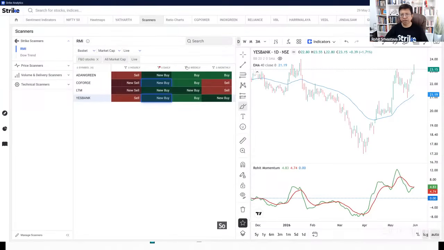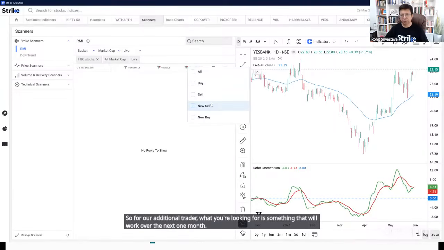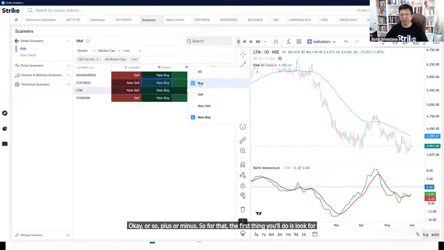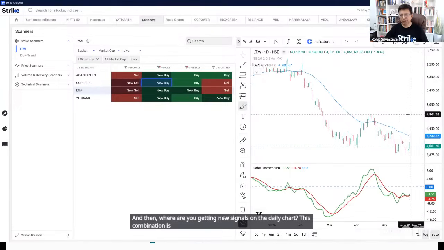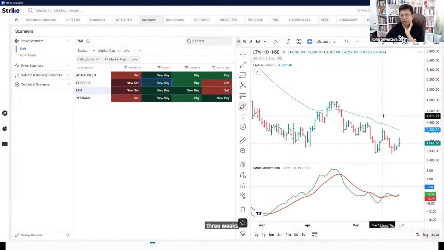So if you're a positional trader, what you're looking for is something that will work over the next 1 month, or so, plus or minus. So for that, the first thing you'll do is look for weekly setups. Where are you bullish on weekly, which means buy and new buy on weekly? And then where are you getting new signals on the daily chart? This combination is for positional traders who are looking for the next month or so, 3 weeks to 6 weeks, I would say. So daily, weekly is 3 weeks to 6 weeks.